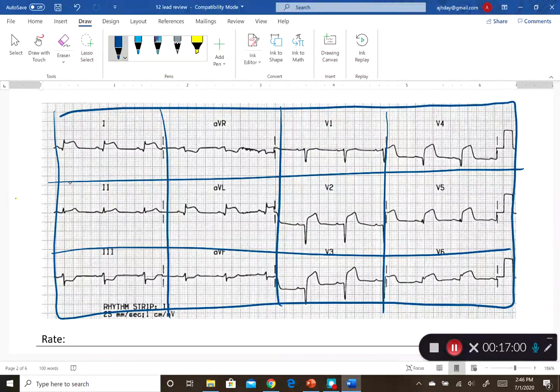All right, I'm going to go through lead by lead. Lead 1, definitely have some elevation there. There's my J point way above that isoelectric line. Lead 2, there's my J point there. Doesn't look like any elevation.